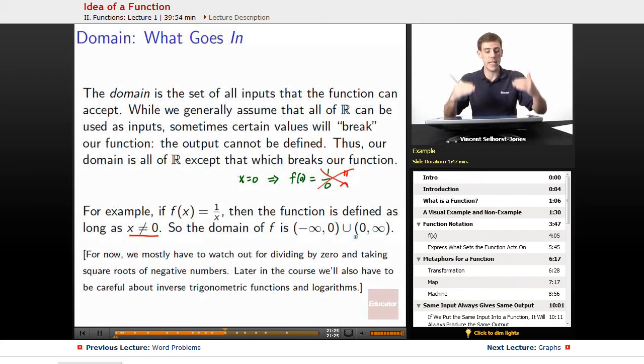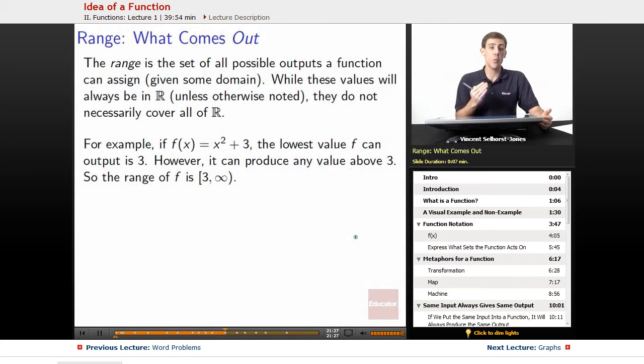Domain is what goes in. Range is what comes out. Range is the set of all possible outputs a function can assign given some domain. So with some domain to start off with, these values are what's able to come out. The range is what can come out given some domain. These values will always be in the real numbers, unless we're dealing with a set that isn't working in the reals. But they don't necessarily cover all of the reals.